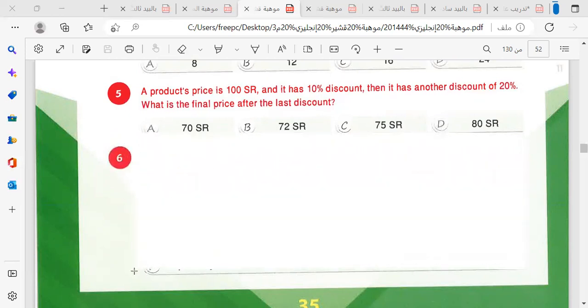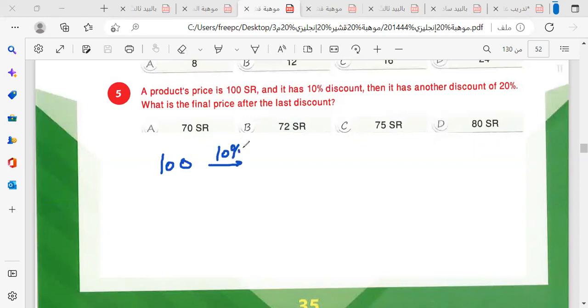Okay, a product's price is 100 euros and it has a 10% discount. Then it has another discount of 20%. What is the final price after the last discount? Here we have 100. After the 10% discount it will be 90, right, correct. So now I need also a 20% discount on 90.